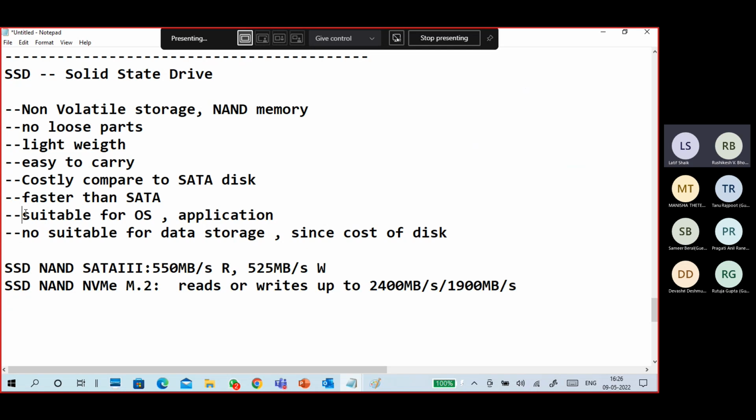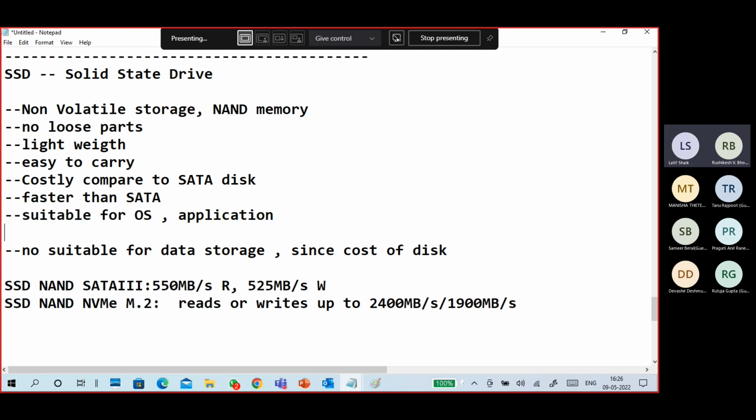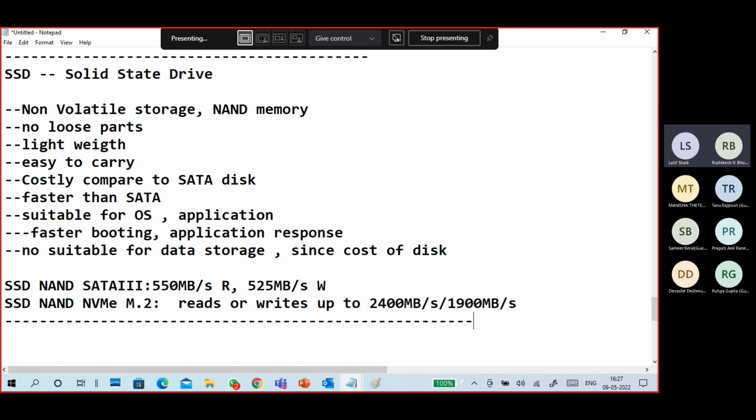Next, it is suitable for OS and applications: faster booting, faster boot speed, and application response increases. So these are the main disk storage types.